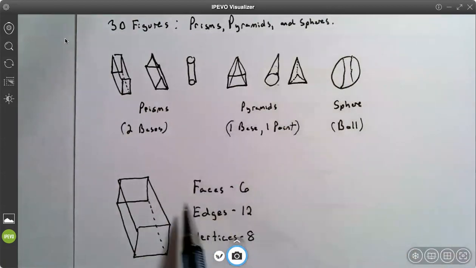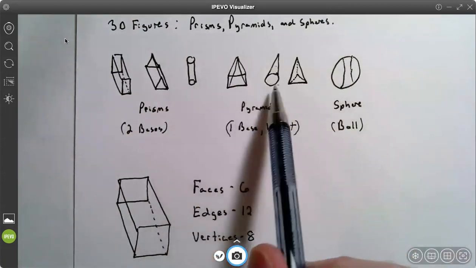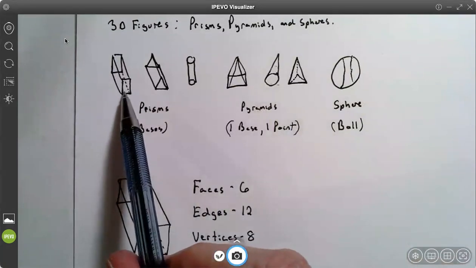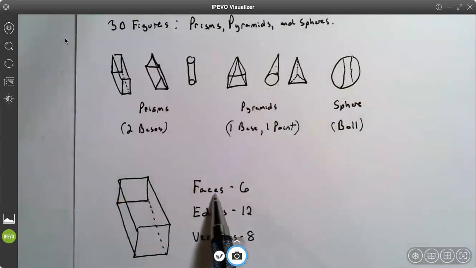All of these except the sphere and the cylinder and the cone you won't have to do. But on the triangular and the rectangular prisms and pyramids, you need to be able to count the faces, the edges, and the vertices. Vertices are the points.